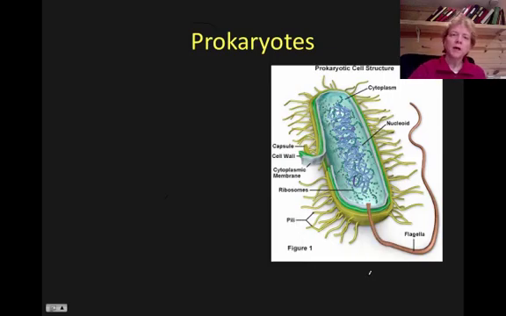The prefix pro means before. Karyotes refers to nut, and nut here has a reference toward the nucleus of a cell. And so these are organisms whose DNA is not enclosed inside a nucleus. So that's one of the main characteristics here.